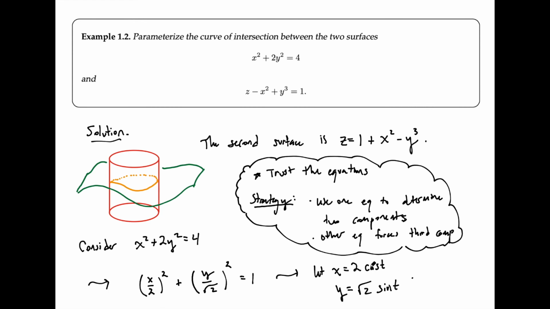Now, this is what I was talking about. We used one equation to determine what our x equation and y equation is, but now we don't have a choice. We know that this curve of intersection here has to satisfy this other equation. So whatever we call z, it has to be 1 plus x squared minus y cubed. Well, we've already determined what we're going to call x and y. So again, we don't have a choice. z has to be 1 plus (2 cosine t) squared minus (root 2 sine t) cubed. So let me write that out, and then we're done.